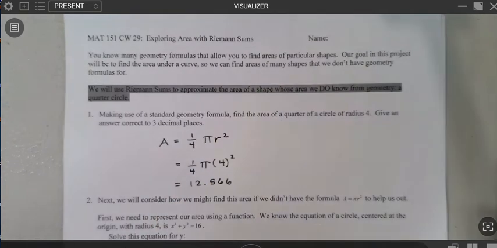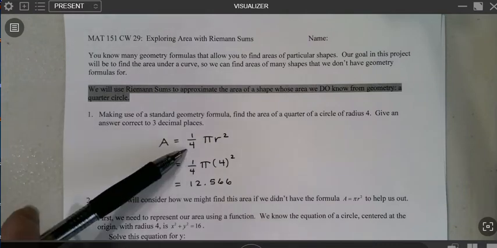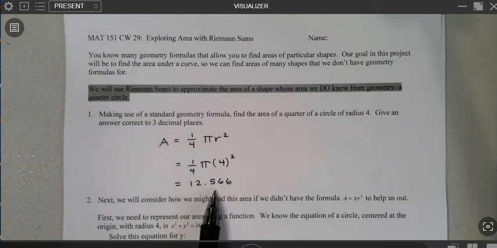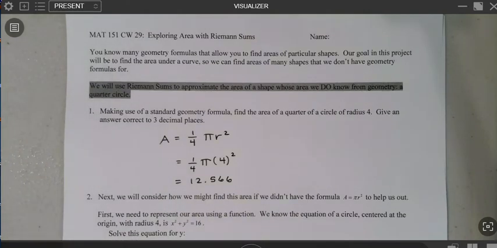Okay. So we're going to go with that as our known value of the area we're going to try to find. And then we're going to say, hey, what if I didn't have that nice formula? Is there another way that I could arrive at approximately the same answer?